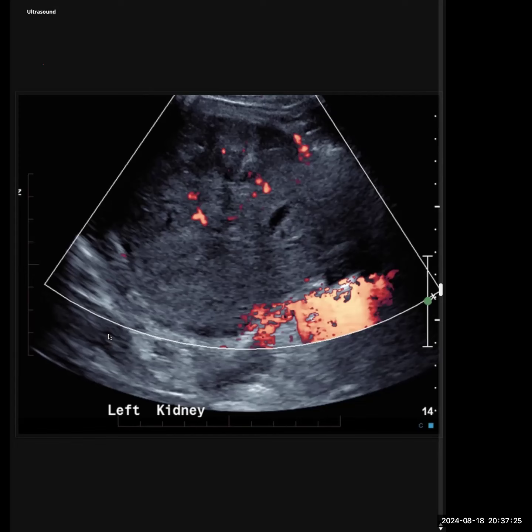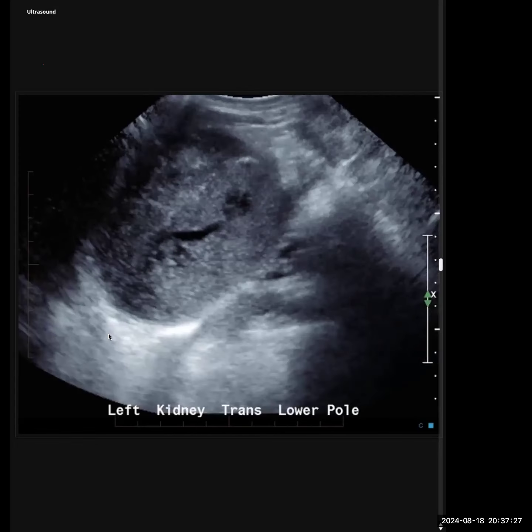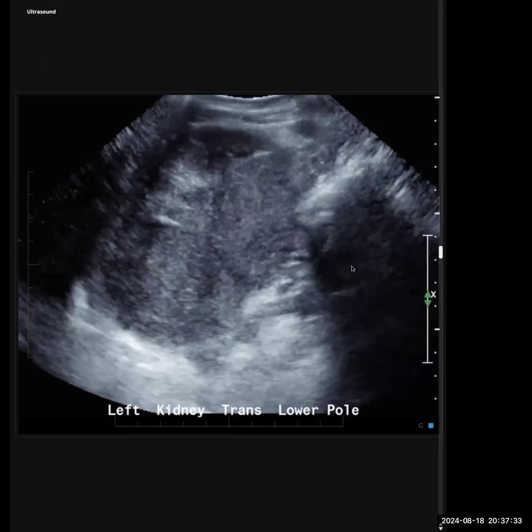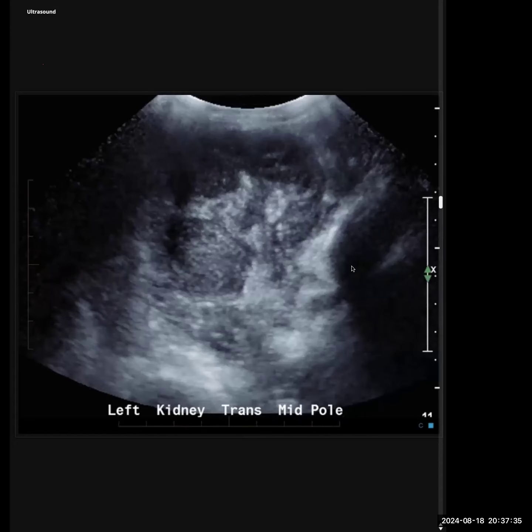I'm trying to see if the vessels are covered in this ultrasound. I'm just looking for any renal vein invasion if it is.